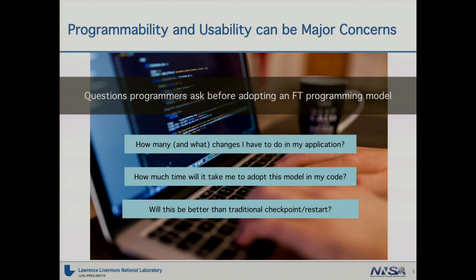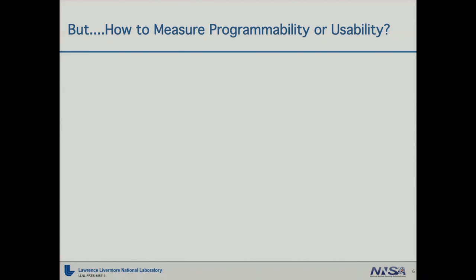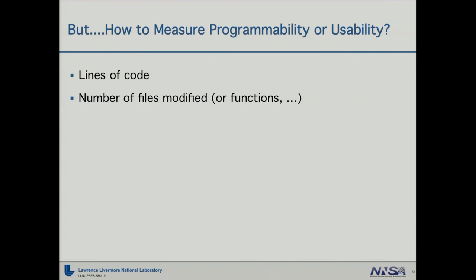But how do we actually measure programmability of a programming model, in particular a fault tolerance programming model? That was one of the questions that we had. And we didn't find a particular way to measure programmability or usability. We started with the simple approach, which is lines of code. You take an application, add fault tolerance code, and then measure the number of lines. But that's very subjective, because lines of code are not necessarily a good reflection of the complexity. We could have used, for example, the number of files modified, or the time spent modifying the code. But again, that's subjective. It depends on the experience of the programmer and things like that.